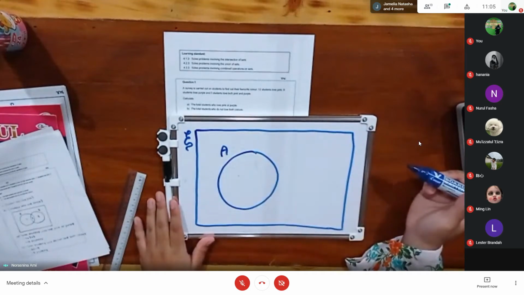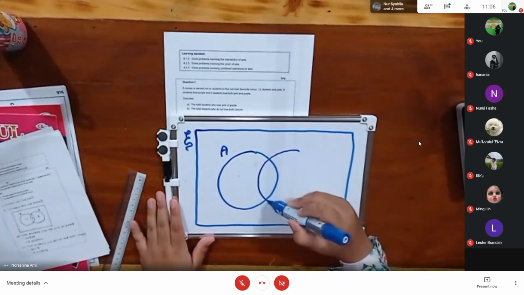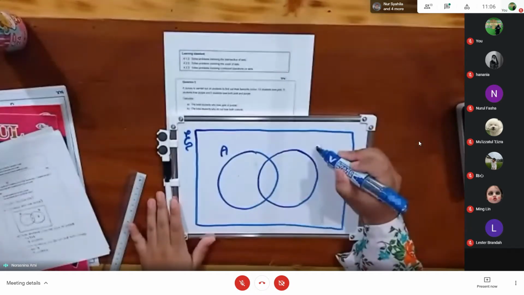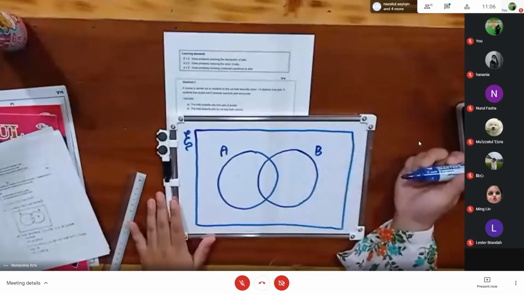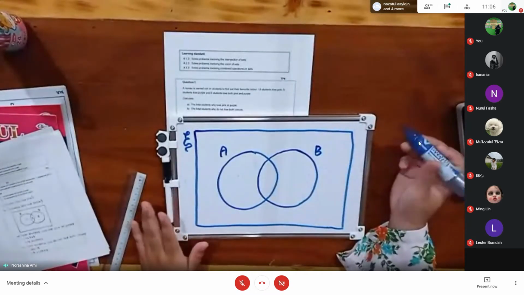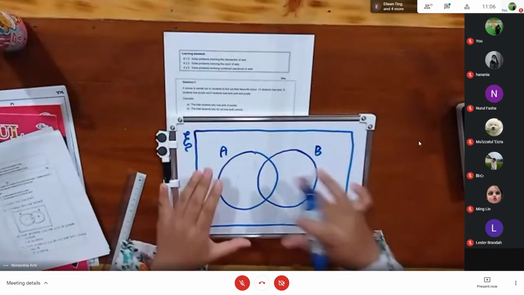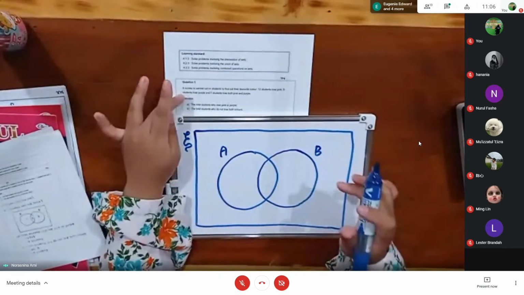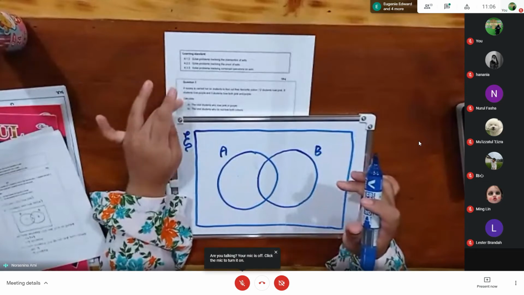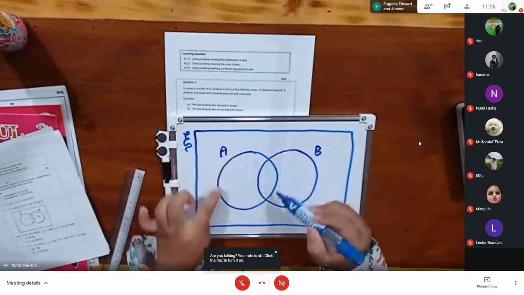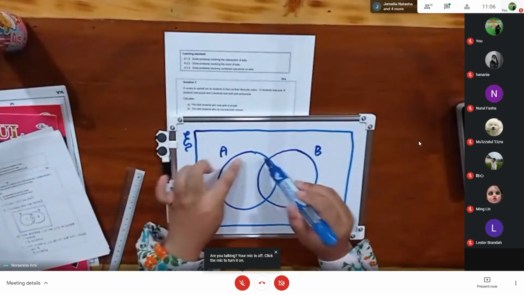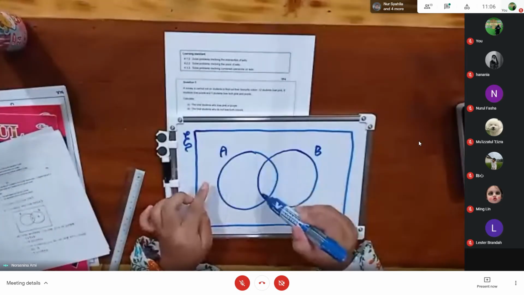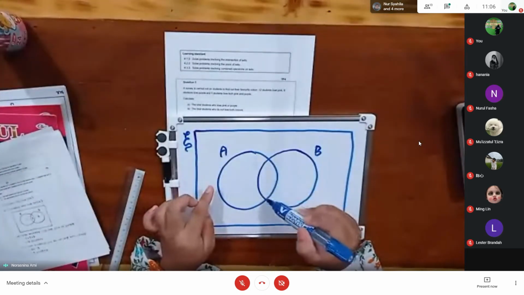Students who love pink. And this will represent set B, students who love purple. And now we fill in the info in this question. 12 students who love pink. Okay, this circle contains 12 students. Okay, it's also involved in this intersection.